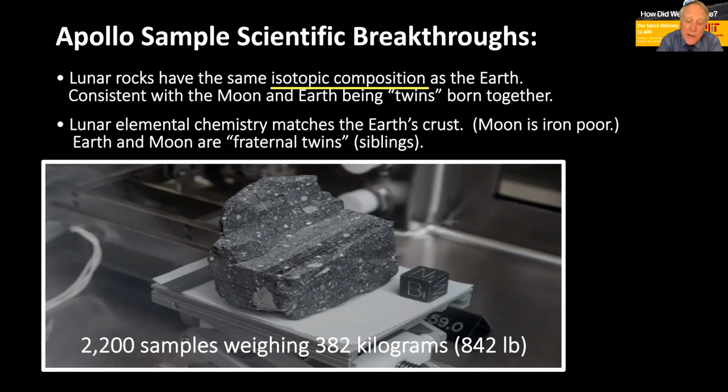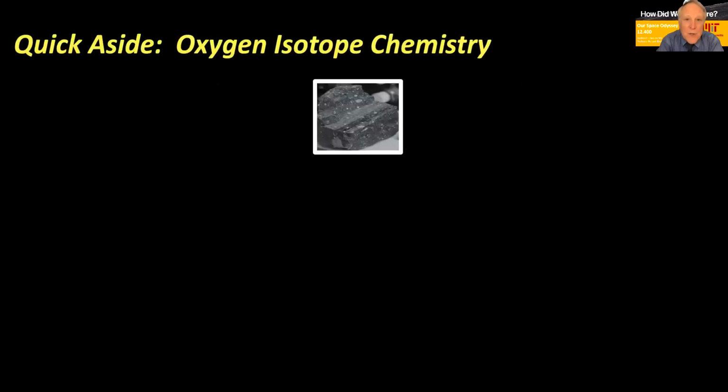Now, I want to take a little bit of an aside, and it's worthwhile taking a little bit of an aside to talk about isotopic composition, because this is really important, really powerful in terms of understanding the chemistry of our solar system. So let me explain. So any rock, whether it's an Earth rock or a moon rock or a meteorite, we can measure its oxygen isotopes.